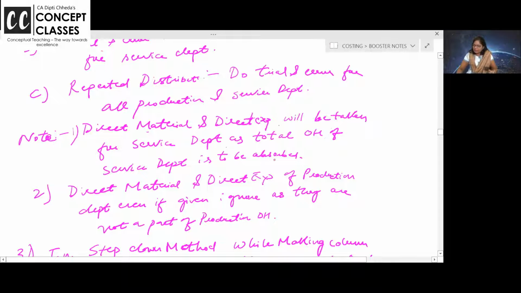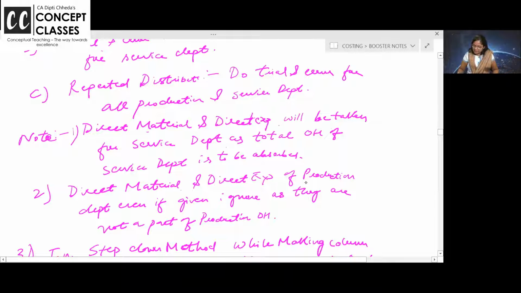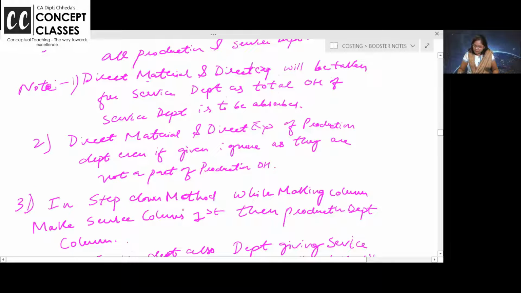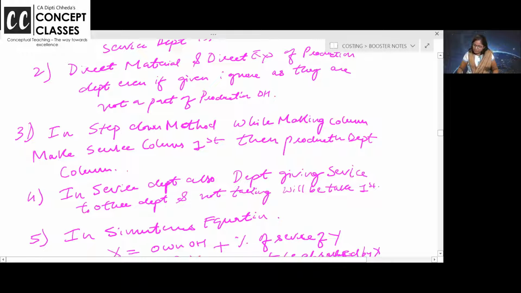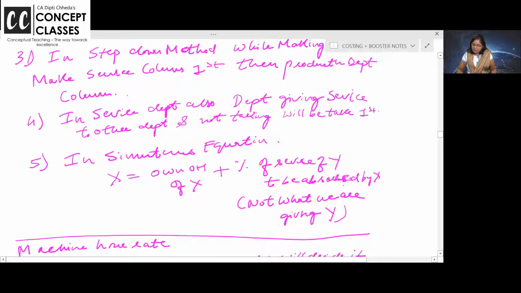Are you getting? Ye dekho, I'll show you. I'll need a separate page only for this. Yeah, aap pehle ye padh lo, fir I will explain. Direct material and direct expenses of production department, you have to ignore. In step down method, these are the points to remember while solving questions. While making columns, make service column first, then the production. Because service is giving service to another, but it is not taking back. In service departments also, the department giving service to another and not taking back, that you will take first.